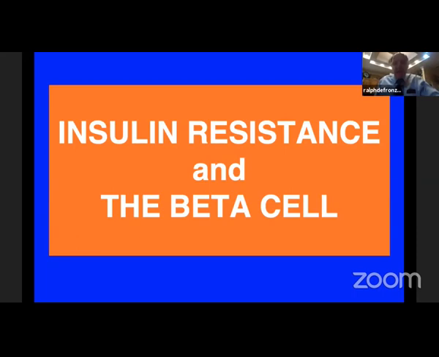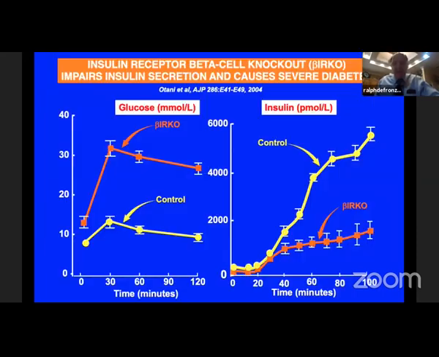So the next data set, these are from the Ron Kahn lab at the Joslin Clinic. And this is the beta cell insulin receptor knockout mouse. So we're going to knock out the insulin receptor on the beta cell. And now when you do that, if you look at the left-hand panel and we administer a glucose load, you can see that the animals become severely hyperglycemic. Now, why do they become severely hyperglycemic? Well, if you look to the right, there's a severe defect in insulin secretion.